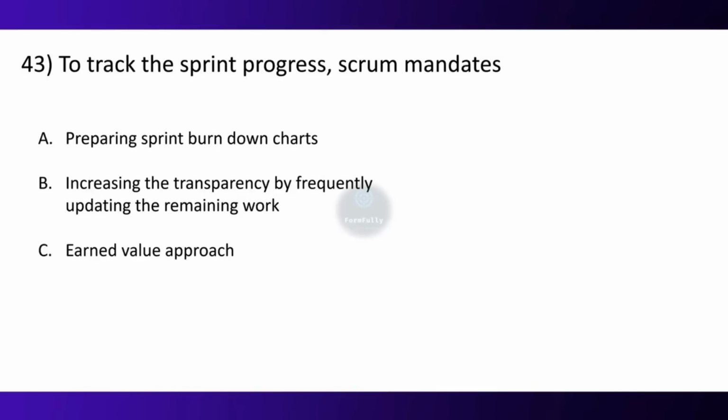Question 43. To track the sprint progress, Scrum mandates: Option A. Preparing sprint burn down charts. B. Increasing the transparency by frequently updating the remaining work. C. Earned value approach. And the correct option is A and B.